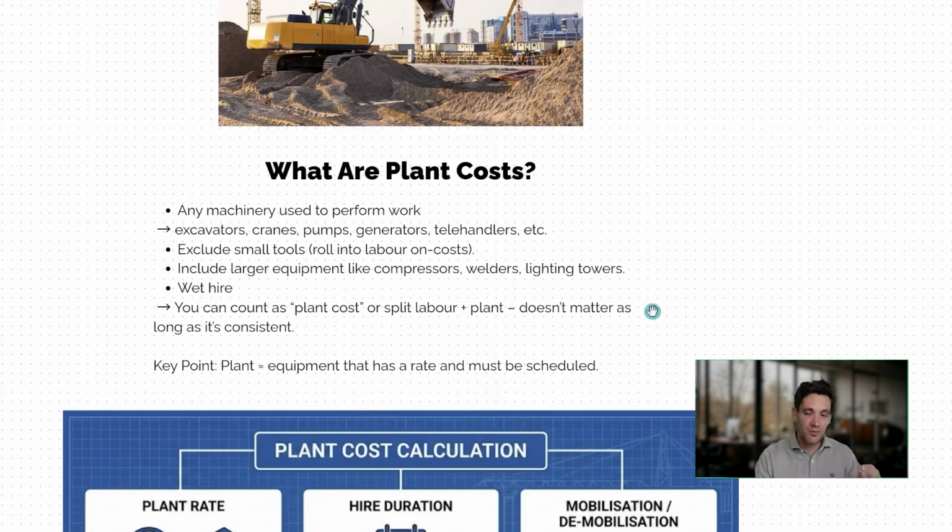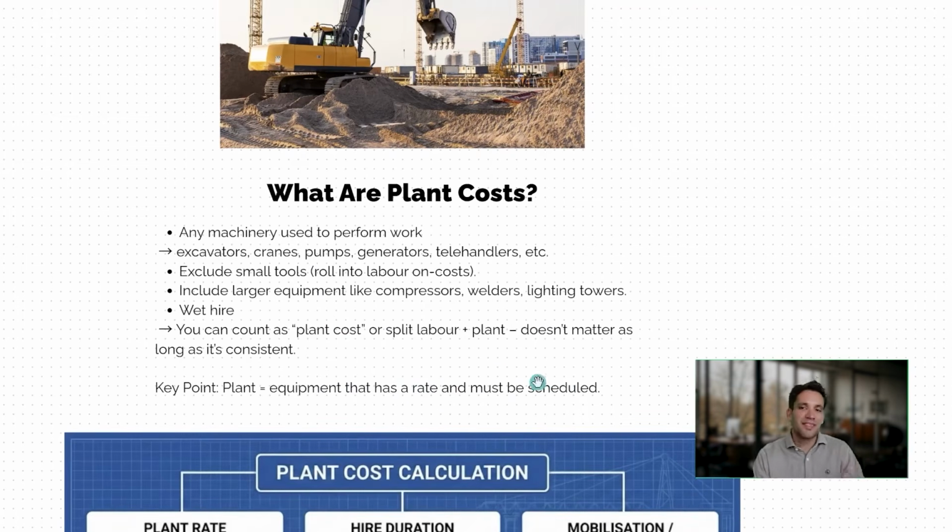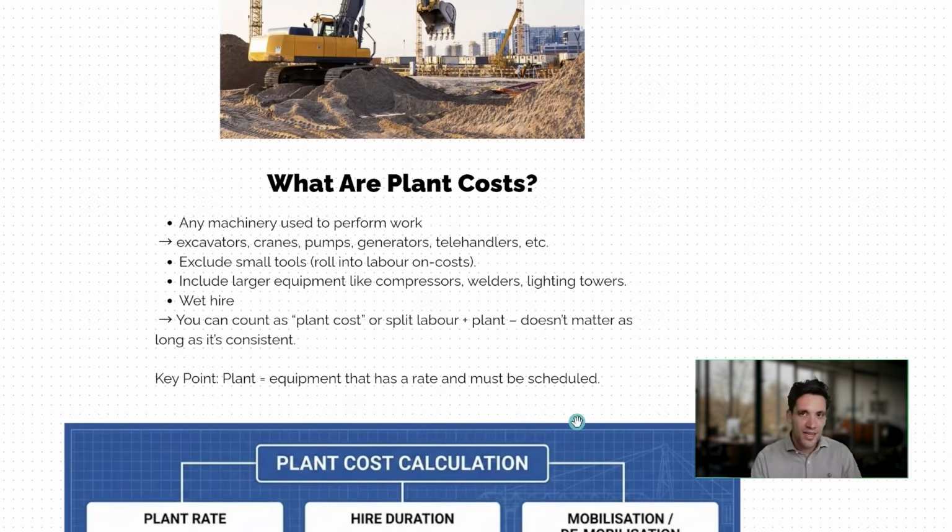You could include in there things like compressors, welders, lighting towers, whatever, but really I would exclude small tools because generally you don't have to calculate things in that much detail. Wet hire items from subcontractors where you're getting a rate which has labor and plant in it, I would also call a plant cost, but you may prefer to split out the labor and plant materials. Again, a lot of this stuff, there's no set rule. You just have to make sure you're counting everything properly and you're not double counting things. So in general, plant would be equipment that has a rate that must be scheduled and allowed for, not things like small tools.